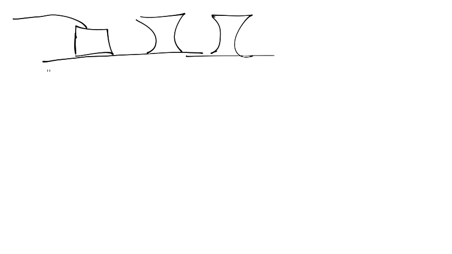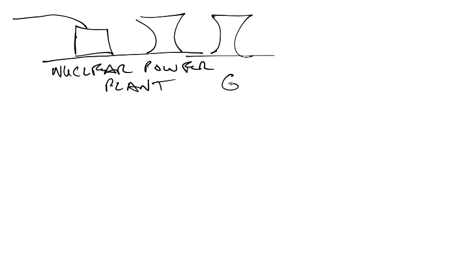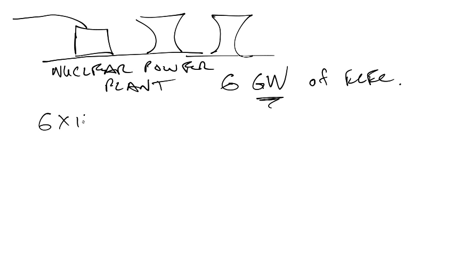Now, this nuclear power plant produces 6 gigawatts of electricity. Now, gigawatts means billion, so it's producing 6 times 10 to the power of 9 watts of power. Now, what's another unit for watts? That's another way of saying joules per second.